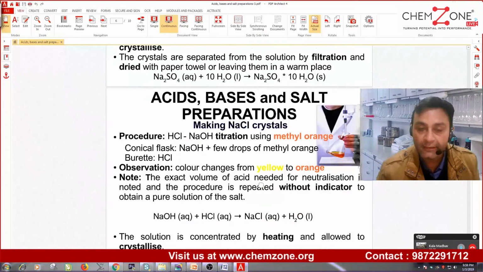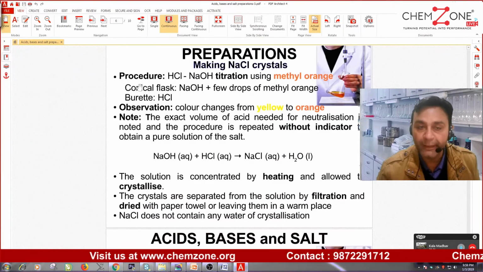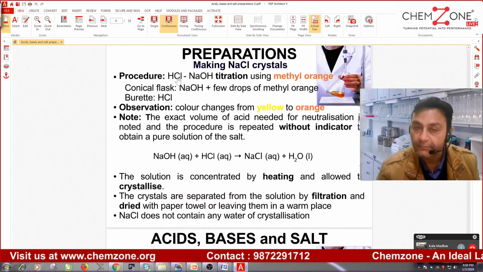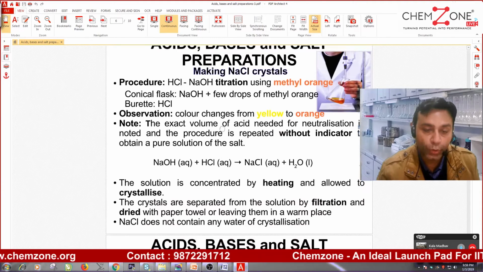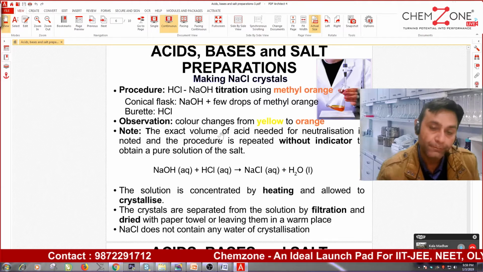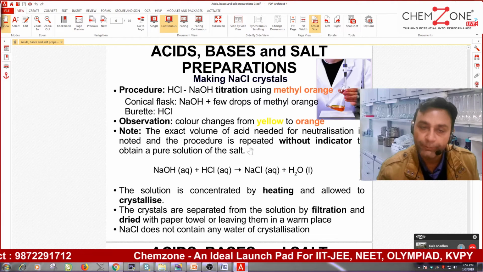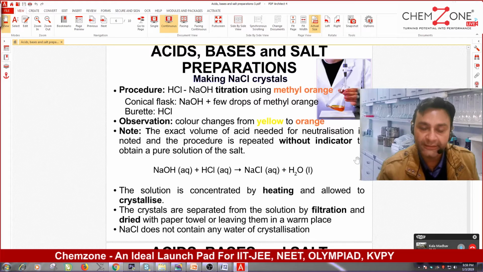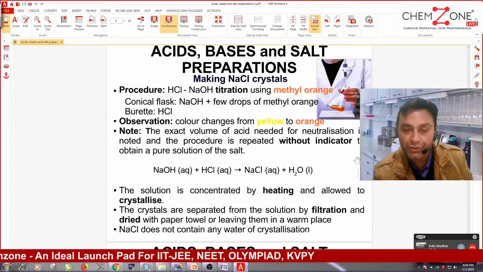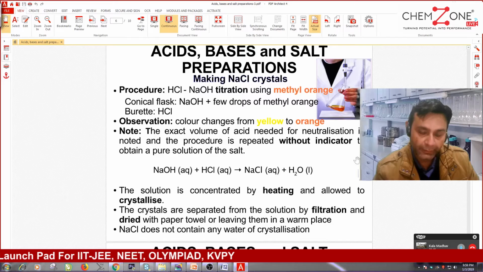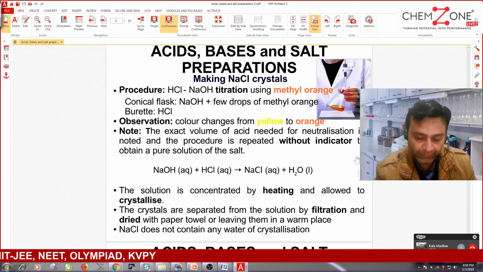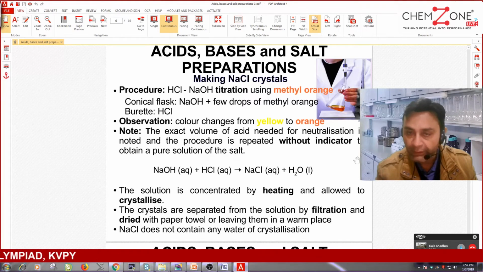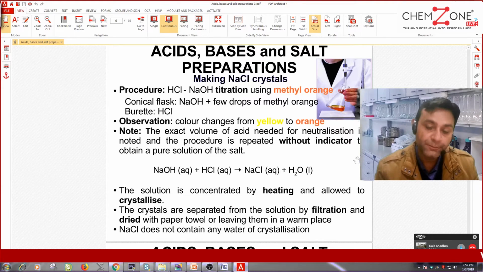Now making NaCl, again the same procedure, only with the base, adding here the HCl. The rest, the whole process, is the same. In the burette, we are taking the HCl. In the flask, we are taking the NaOH. It is yellow in the base, and when we add the acid, at the end point, it will turn to orange, right? NaCl will be formed, and then it is crystallized by the same method, right?